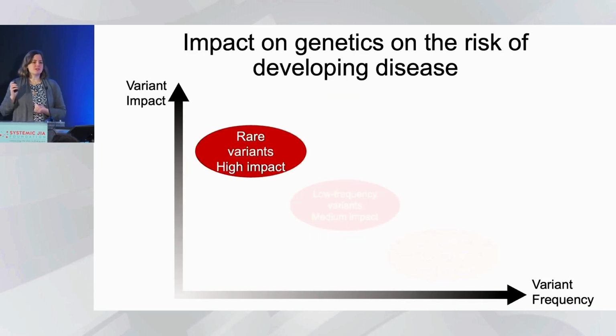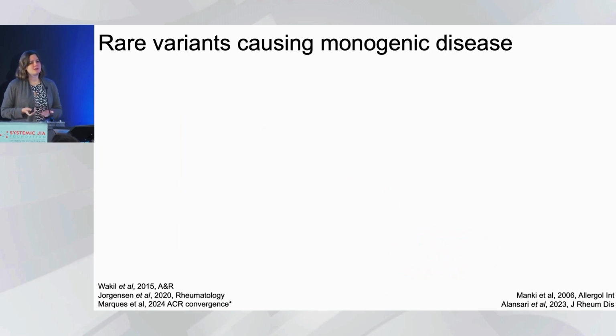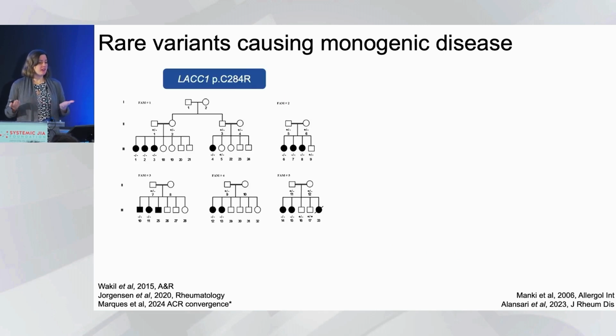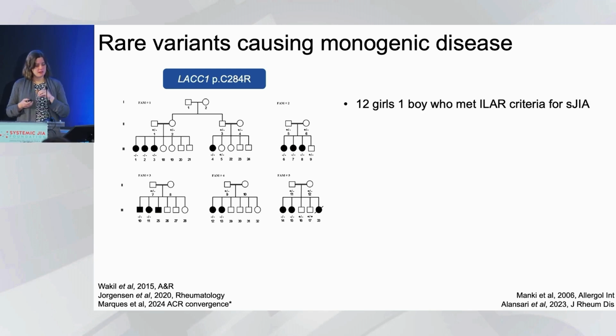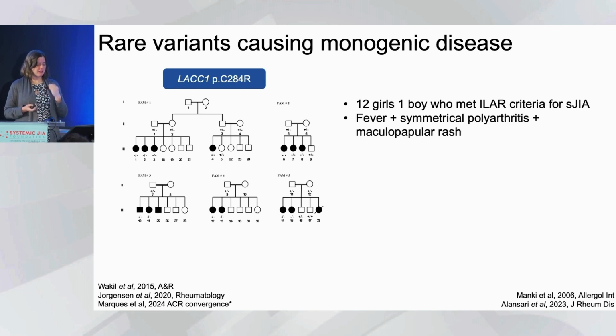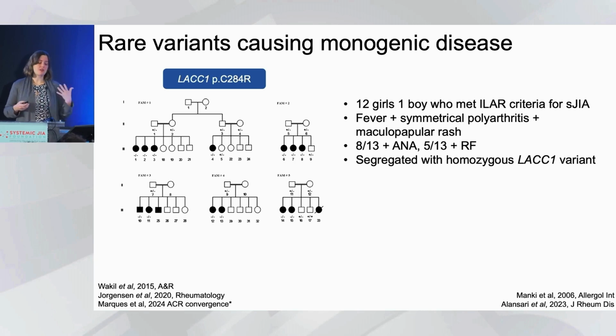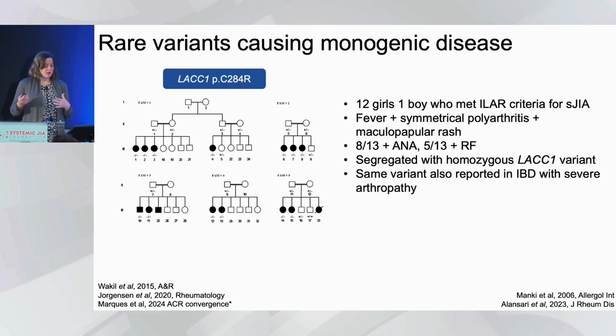Okay, so now getting to the rare variants. And I know that this is normally the thing that people think about with genetics, but unfortunately it's the area that so far we have the least to talk about. The area we know the most about is this homozygous variant in LACC1 that they found in different families. So they had these patients who showed up with fever, arthritis, and the maculopapular rash that really met criteria for SJIA. They did have a few things that were a little unusual, so they had a higher percentage of positive ANA and rheumatoid factor.